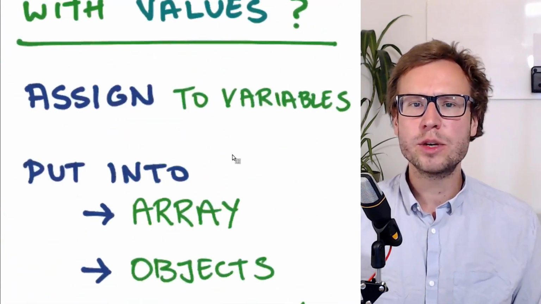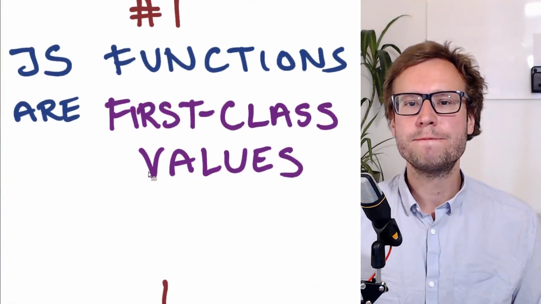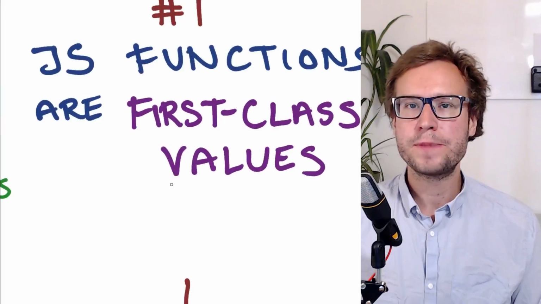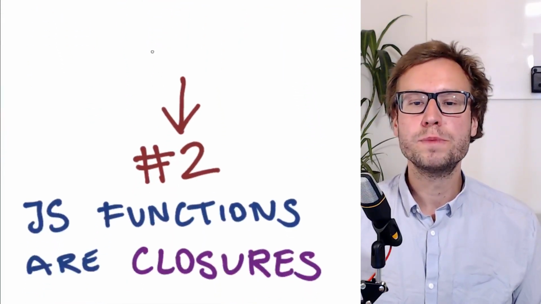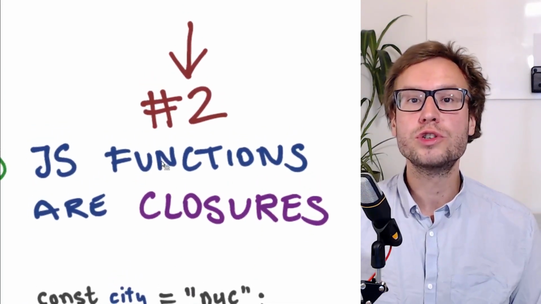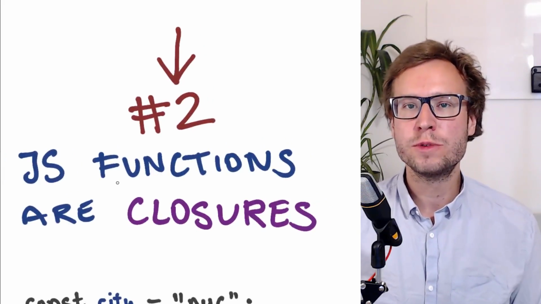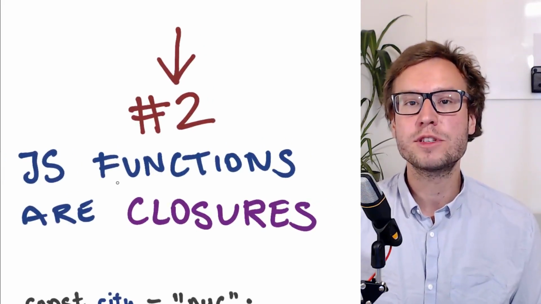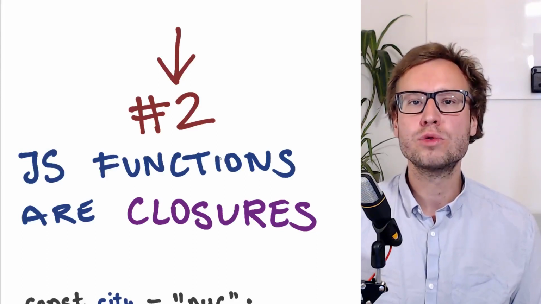All right, great. So that's this principle that we call first-class values. Now, there's another principle I want to cover. Principle number 2. JavaScript functions are closures. Okay, so if you haven't seen this word before, it's actually a phrase that comes from computer science, the idea of a closure.